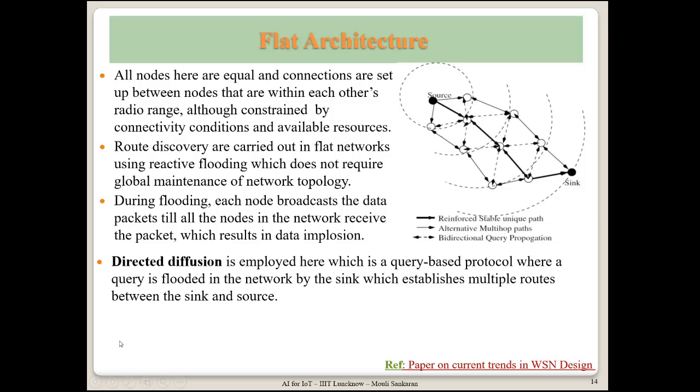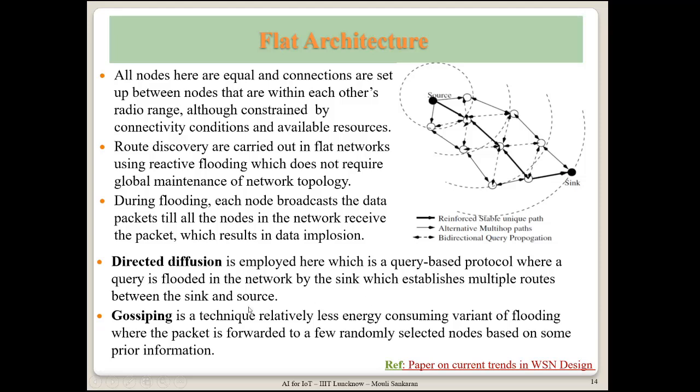So it is a query based protocol, where the query is flooded in the network by the sink, which establishes multiple routes between the sink and source. So it queries the nodes, then it gets flooded into the network, and then they communicate back. Now there may be some shortest path routing protocol which may be used for this node to communicate to this sink. There are different ways of doing it.